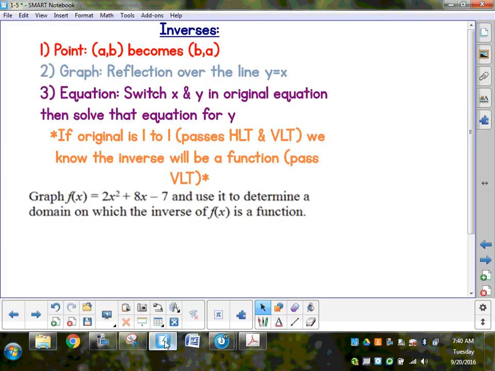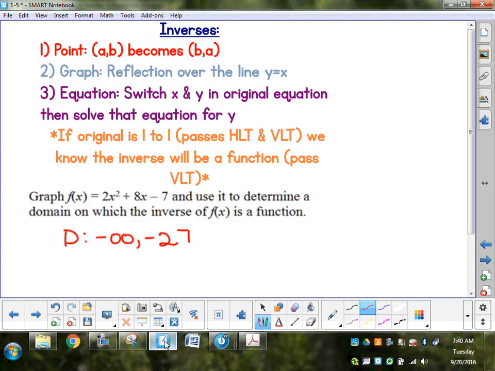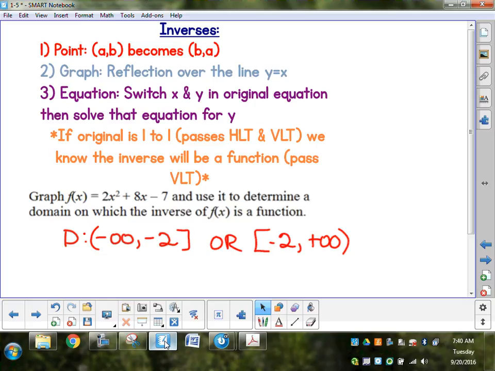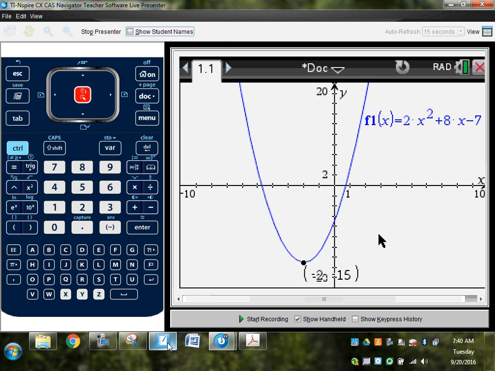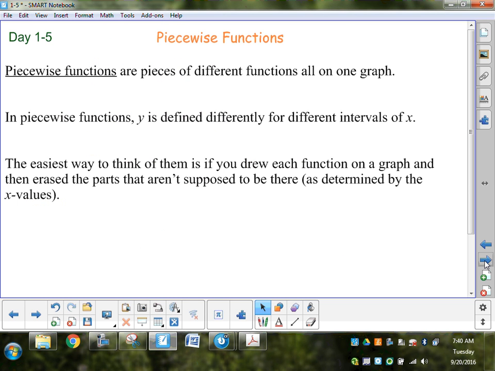We could say negative infinity to -2 will restrict our domain to be from negative infinity to -2 with a bracket there. Or there's a second viable option. What do you want to say? It could be -2 to positive infinity. You just can't use the whole thing. You can use the individual halves. It doesn't matter which one you use. It's just going to alter what your inverse is going to look like. Questions on that? All right, then let's bounce forward, please.